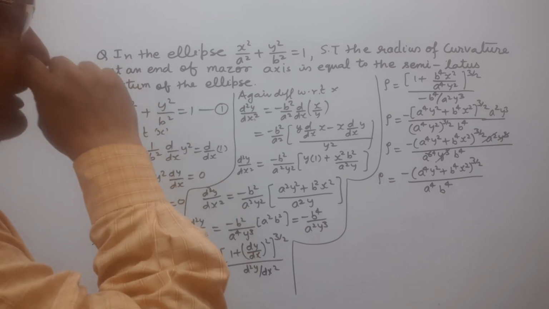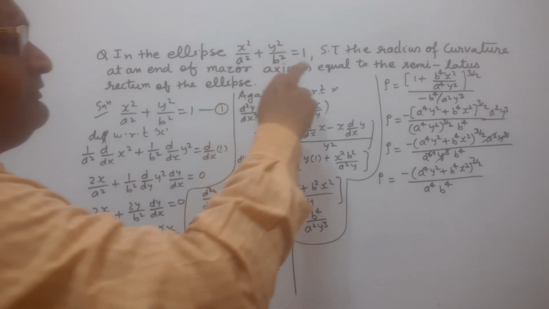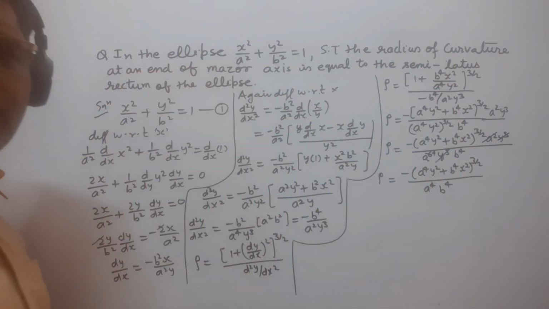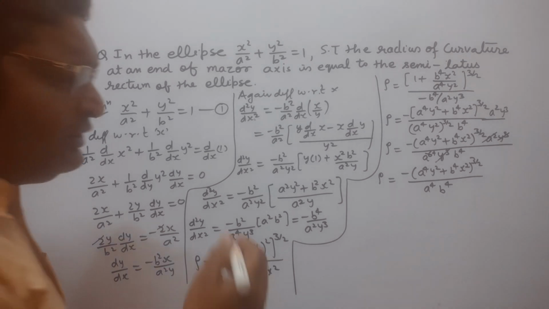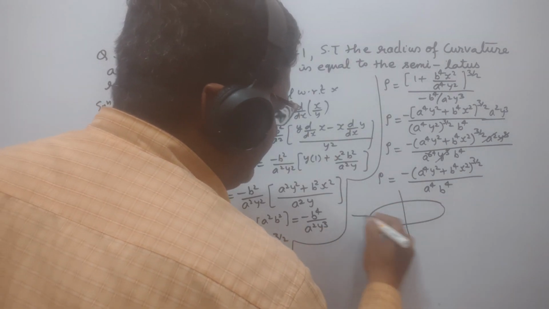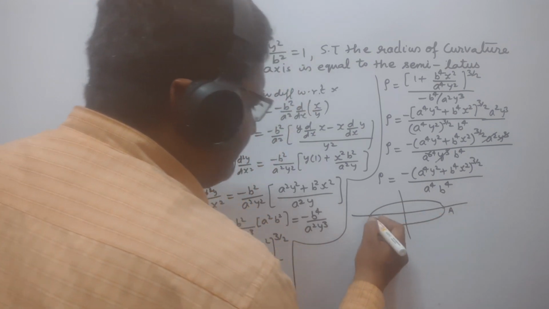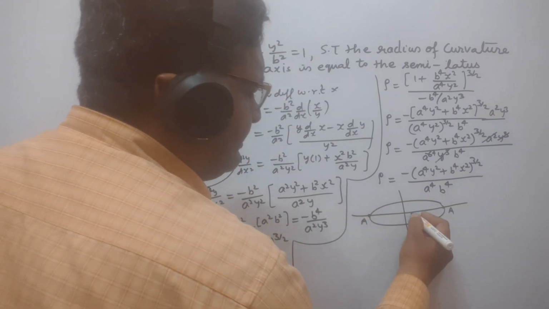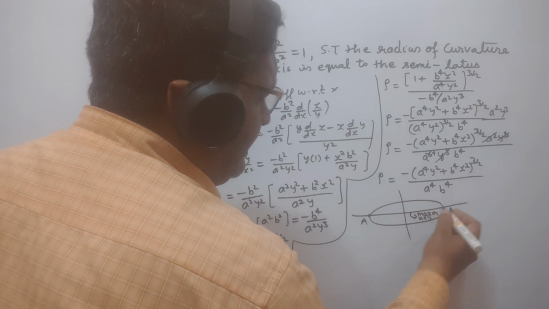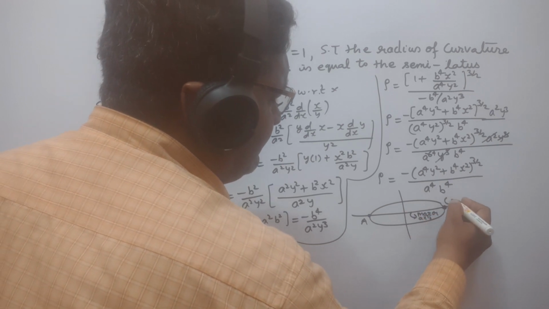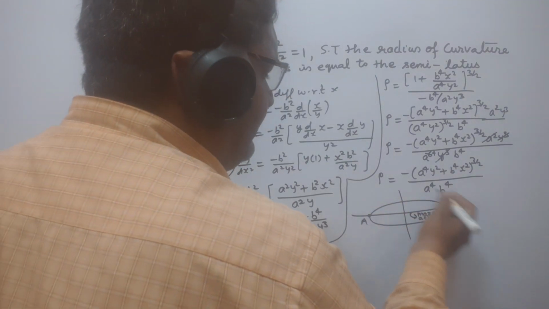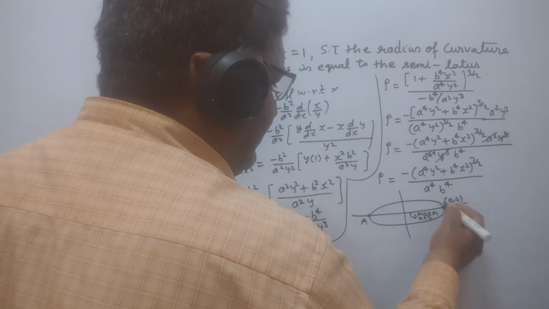Now in this question it is given that we have to find radius of curvature at an end of major axis. So we know that this is an ellipse, and a dash a, this is the major axis, and the end point of this major axis is a comma 0. So we find radius of curvature at this end point.